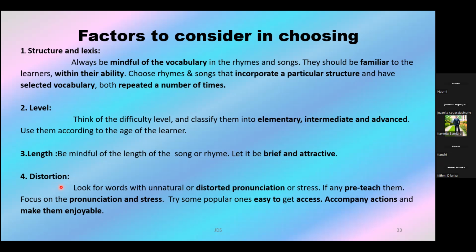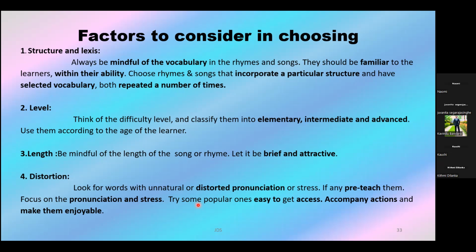If there are any distorted words, words with silent letters, words having different digraphs or digraphs having the same sound, if there is any distortion involved, make sure to pre-teach them before making them sing the song. Otherwise, what will happen? They will be articulating the word in the wrong manner and continue to sing the song. Ultimately, it will get fossilized.